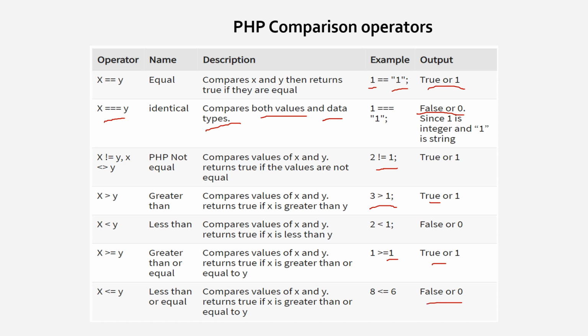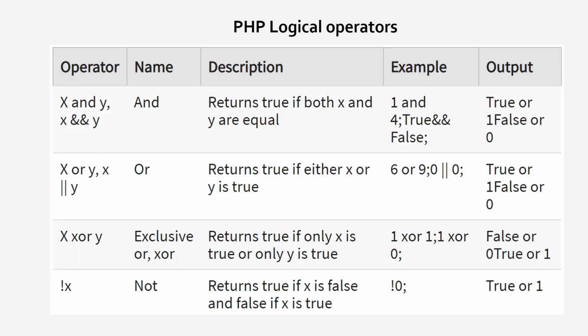Now we are going to discuss the PHP logical operators. For logical operators we have and, or, exclusive or, not, and so on. And returns true if both the conditions are true, and or returns true if any one of the conditions is true.